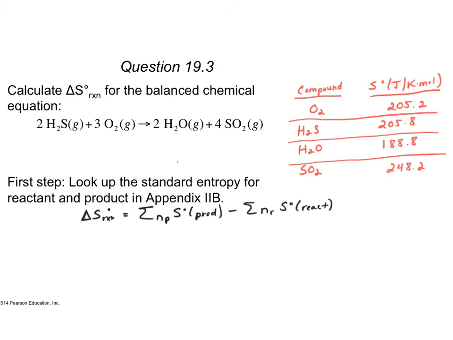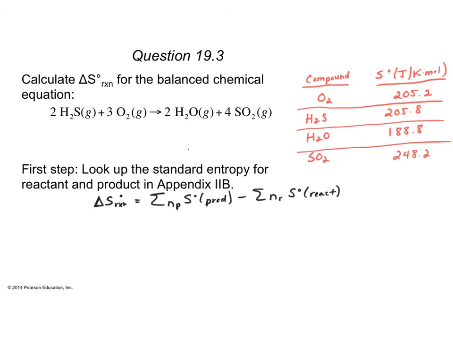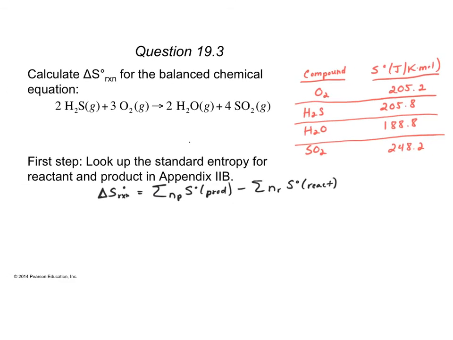Okay, so let's go ahead and talk about this one. Most of you got this correct, I think, if you've logged in. Most people have logged in. Okay, so overall, for this reaction, using the values that I gave you, you should have calculated a change in entropy of a positive 343.2 joules per Kelvin.